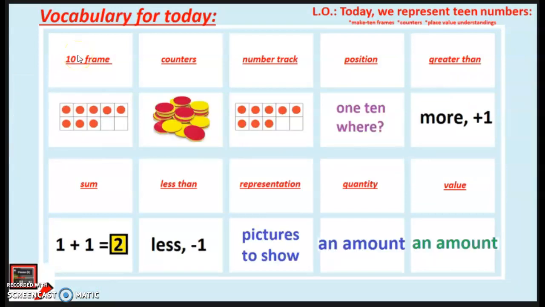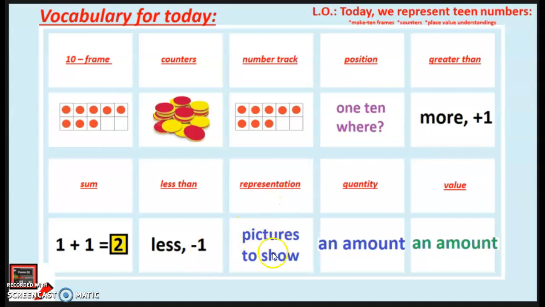Alright class, vocabulary, our 10 frames are shown below. Our counters we count with and number tracks are just like a 10 frame. When we talk about position, it's where we are as a sum of ones or tens. Greater than is more, and we use add one sometimes. Sum is the answer to an addition problem. Less than means less, or minus one sometimes.